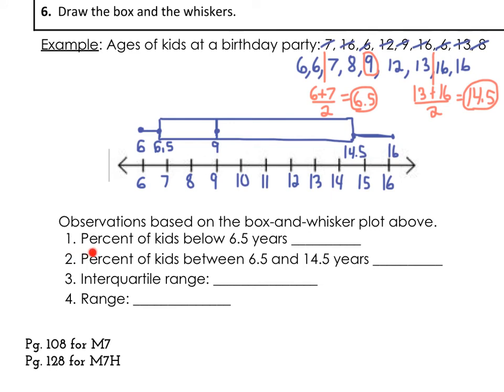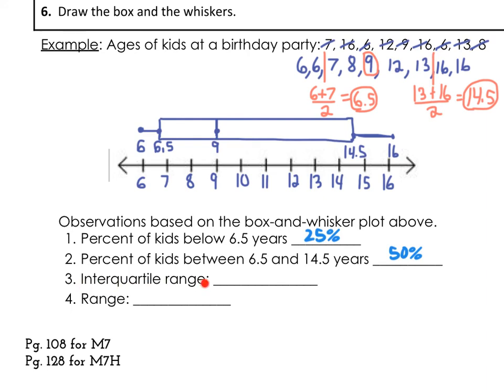So when it asks, what percent of kids are 6.5 years or below? Okay, so from here down, our answer is going to be 25%. Now for problem 2, the percent of kids between 6.5 and 14.5 years. So remember, this is 25%, and then from here to here, that's another 25%. So from 6.5 to 14.5, that's 25 plus 25. So that's our middle 50%. So let's write 50%.